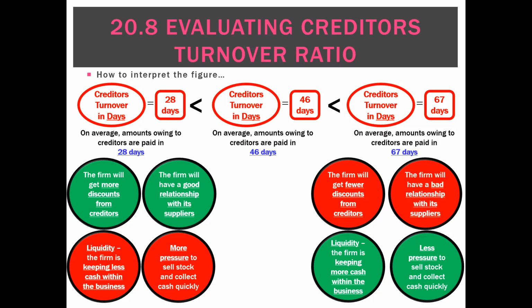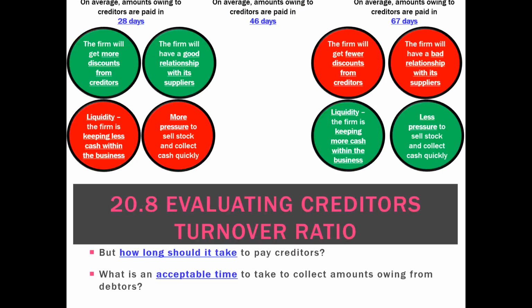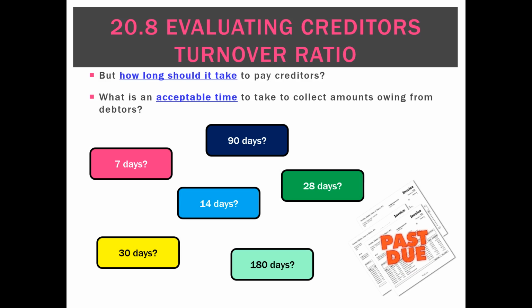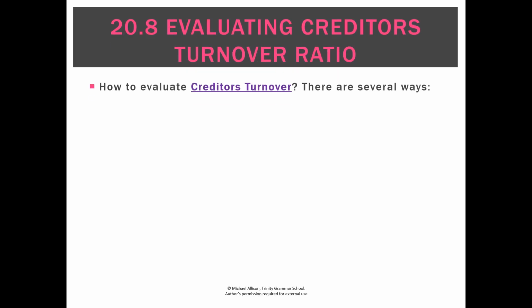So now we don't have as much pressure to sell our stock and collect money from debtors. We've got at least 67 days before we're paying back our creditors. What is an acceptable time? Is it 7 days, 14, 28, 90, and so on? Again, we can't give an exact number. It all depends on several things.